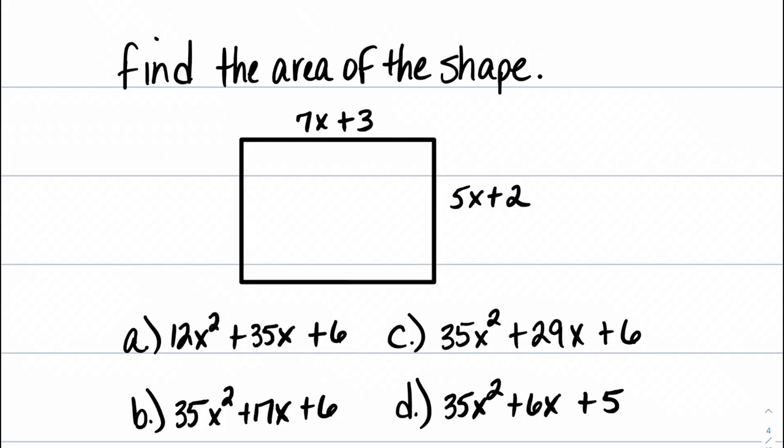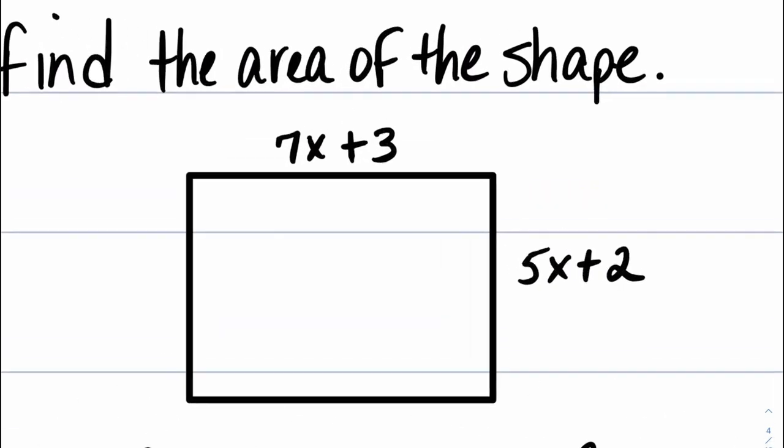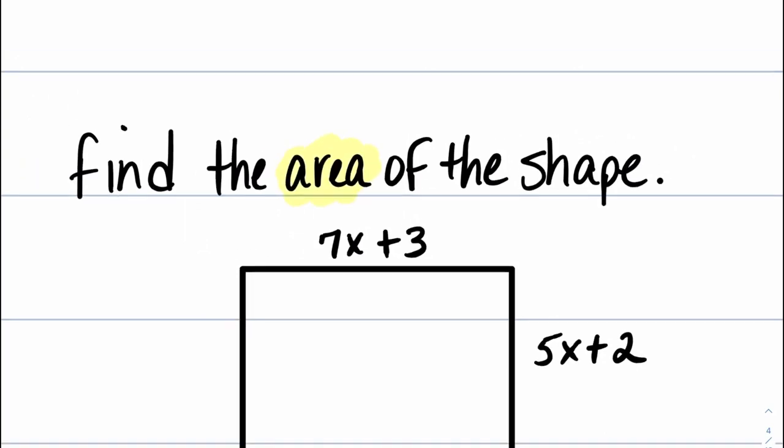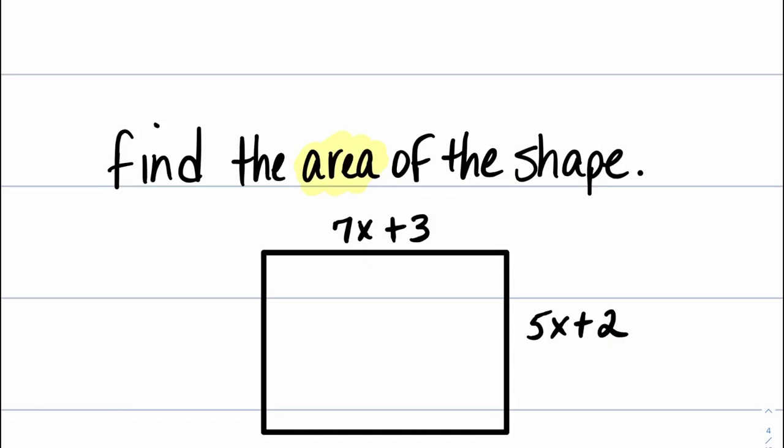Notice in this problem we have a shape, looks like a rectangle, and it says to find the area of the shape. Now don't get this confused with something that we did last chapter. Last chapter we found the perimeter of the shape, which is where you added up all four sides or all the sides of the shape.